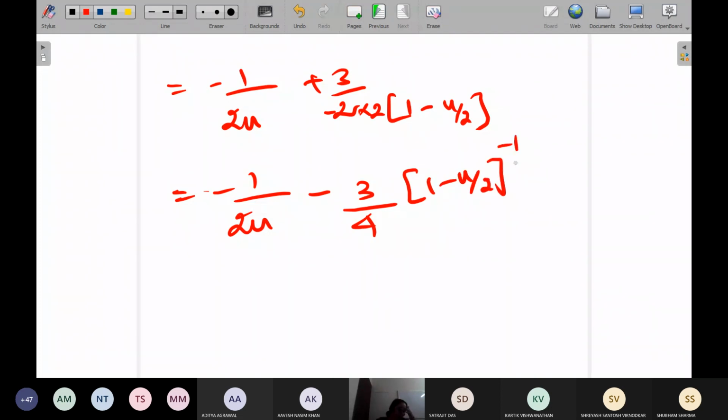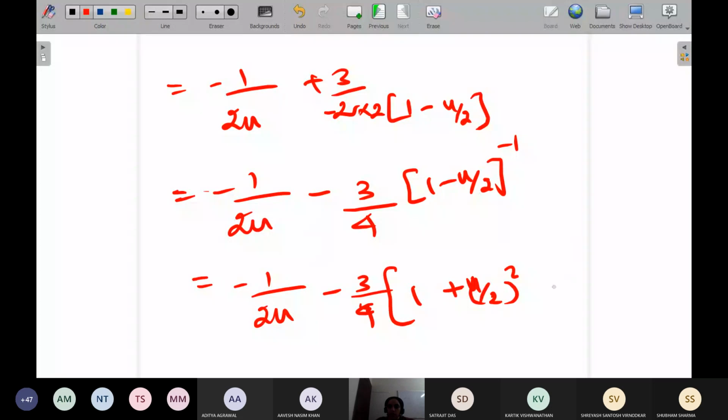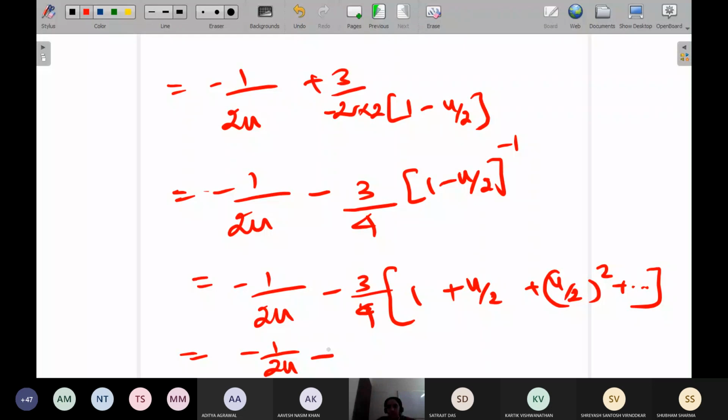You are getting this step? Yes, ma'am. So once you expand this, you'll get minus 1 by 2u minus 3 by 4, 1 minus u by 2 the whole power minus 1, and all minus minus becomes plus. You'll get 1 plus u by 2 as the first term, the second term u by 2 the whole square, and so on. Once you simplify this, you'll get minus 1 by 2u minus 3 by 4 minus 3 by 4 into u by 2 minus 3 by 4 into u by 2 the whole square and so on.